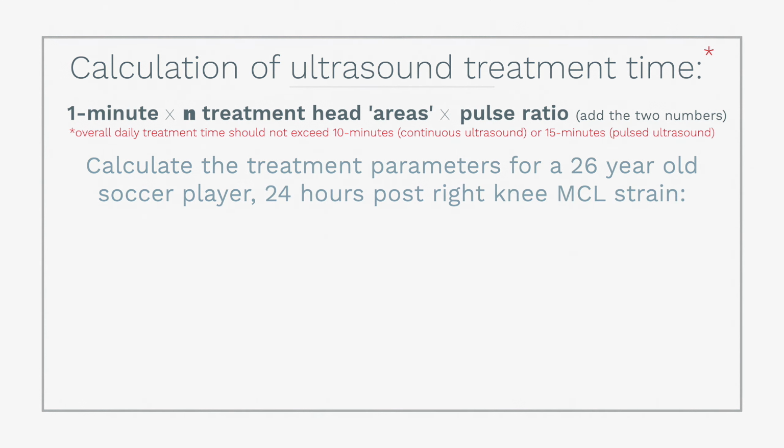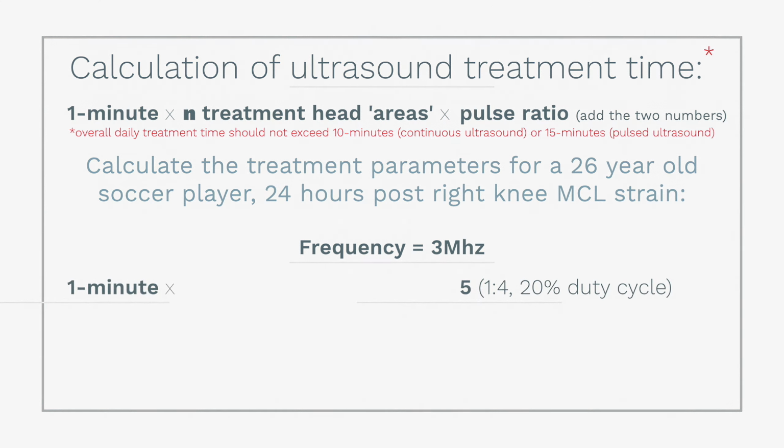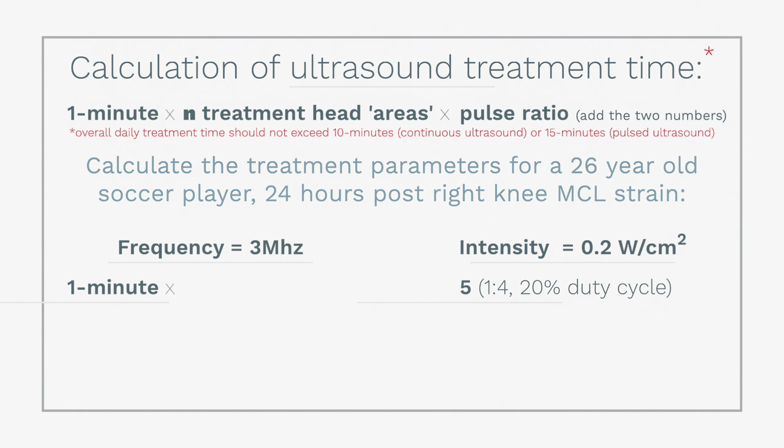So for instance, in treating a 26-year-old soccer player 24 hours post right knee MCL strain, the frequency of ultrasound applied would be 3 MHz because the MCL is a superficial structure. The pulse ratio would be 1:4 with a 20% duty cycle, and the intensity would be 0.2 watts per square centimetre because the injury is acute. The head of the ultrasound machine fits over the treatment area just once, so the treatment time would be 5 minutes.